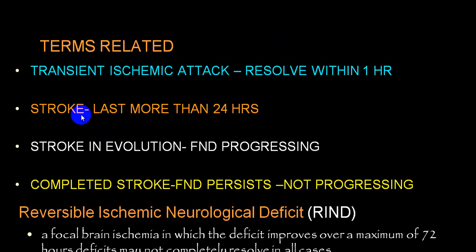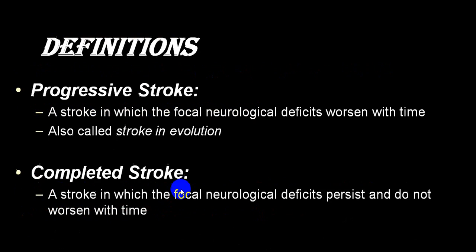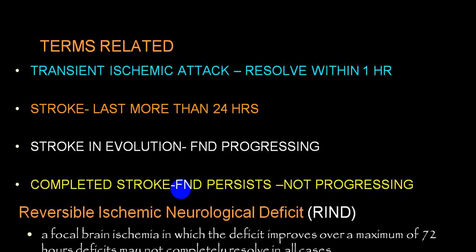Stroke will have neurological symptoms and signs for more than 24 hours. Stroke in evolution will be progressive. A completed stroke, or acute stroke, is where the focal neurological deficit persists but does not progress. And there is a condition called reversible ischemic neurological deficit, where there is focal brain ischemia in which the deficit improves over a period of time, maybe 72 hours, and usually resolves completely.